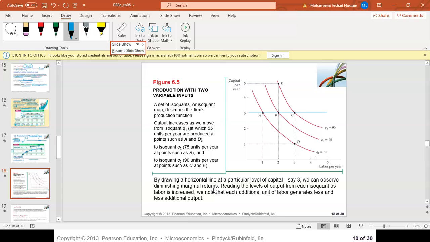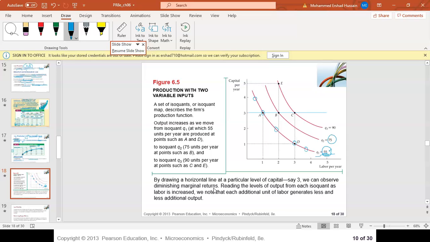Let us concentrate on Q1. Q1 is showing us 55 level of output. How can we produce this 55? We can either use this A, 3 units of capital and 1 unit of labor, or you can use this D, 1 unit of capital and 3 units of labor. See that? All is 55. All the other combinations, if you can imagine, give us the same 55 units of output. So that is isoquant Q1, the isoquant for 55 units of output.